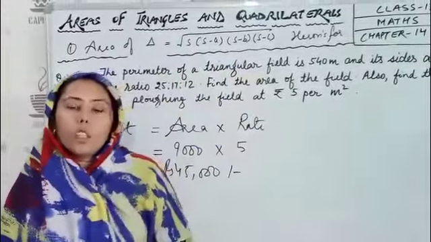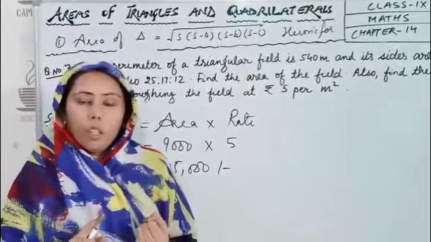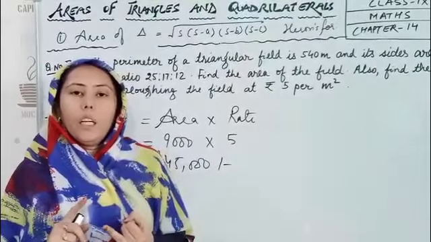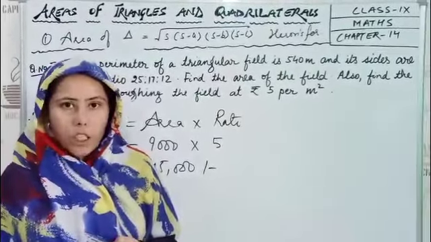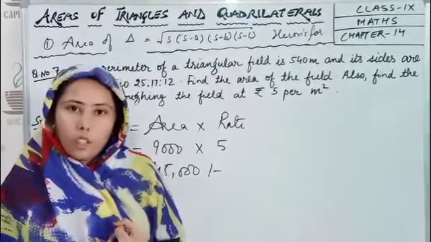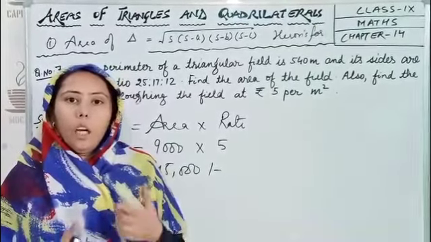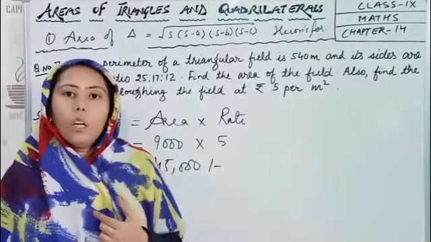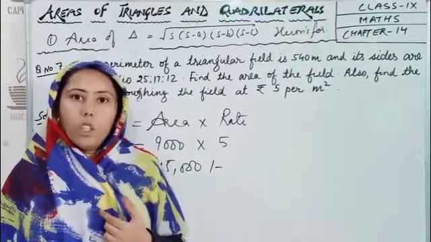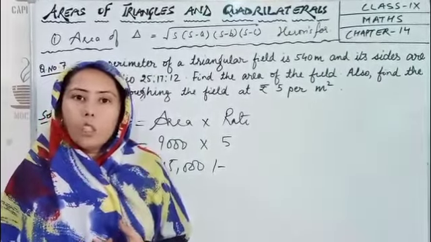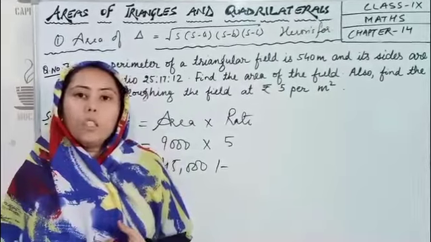So today we have learnt about Heron's formula, calculating the area of a scalene triangle, area of an equilateral triangle, area of an isosceles triangle, and we applied these formulas in questions. So in the next lecture we will continue with the same exercise.